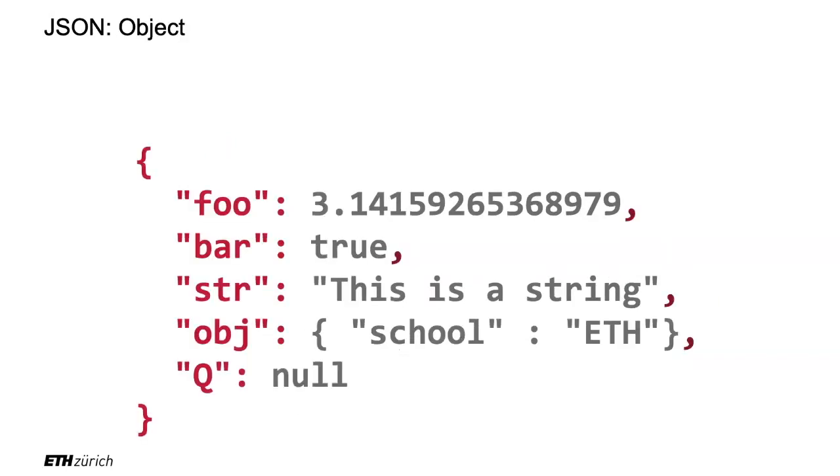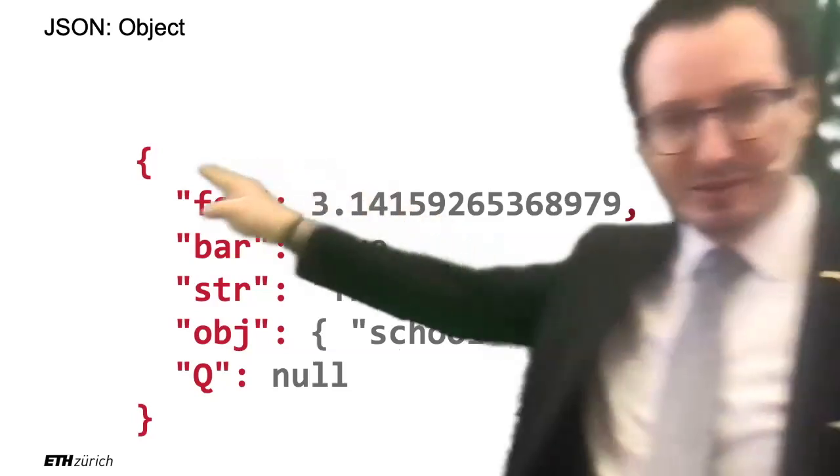And finally, the objects. You can really consider them just like the tuples in a table, right? Every row in a table associates an attribute with a value. That's exactly what objects do. So foo, bar, str would be the attributes. And then on the right, you have the values. So you see foo is a number, bar is a Boolean, str is a string, obj is an object, and q is null. And you see the difference with arrays because you have curly braces.